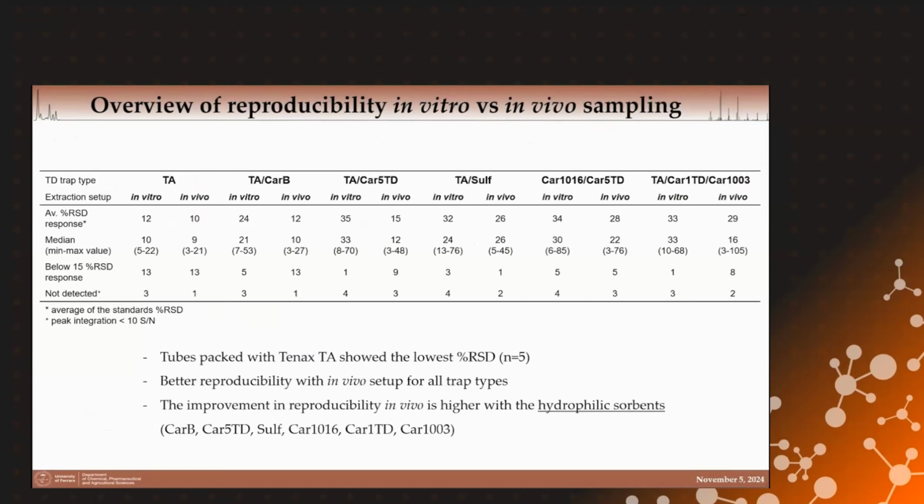We can see indeed that tubes packed with Tenax showed the lowest relative standard deviation. We can also see that an improvement of RSD within the same tube type was observed compared to the in vitro setup, and this can be explained by the physical state of the target analytes, which were already in the vapor phase after the flash vaporization during the extraction, compared to the in vitro conditions, in which there are additional variables involved, for example, the partition and the affinity with the aqueous media.